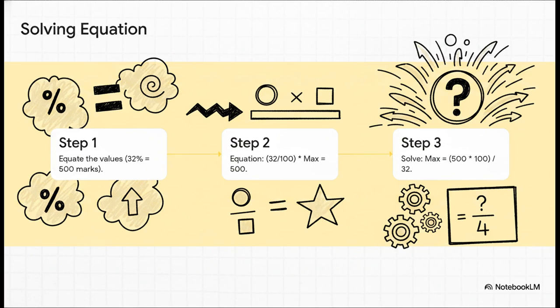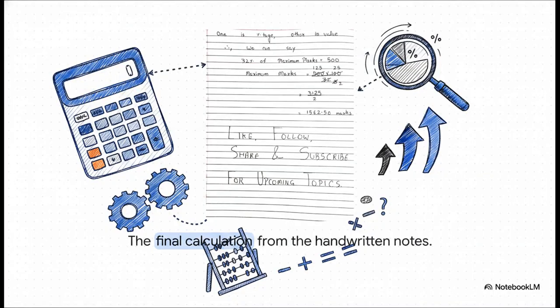Step 3, rearrange to isolate our unknown. To get maximum marks by itself, we multiply both sides by 100, then divide by 32. Our final equation is maximum marks equals 500 times 100 divided by 32. Let's break down the arithmetic. 500 times 100 gives us 50,000. So we have 50,000 divided by 32.